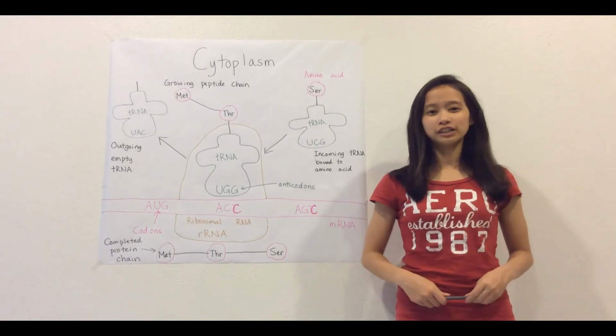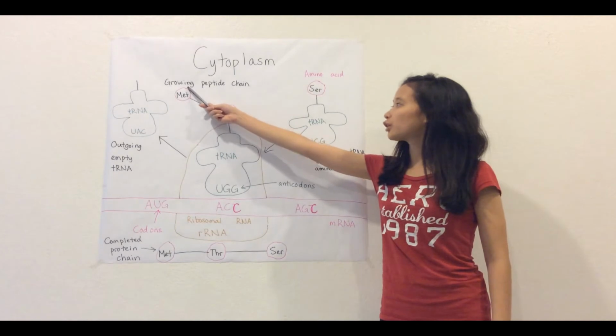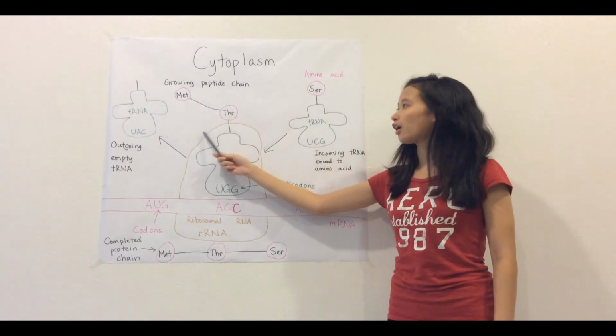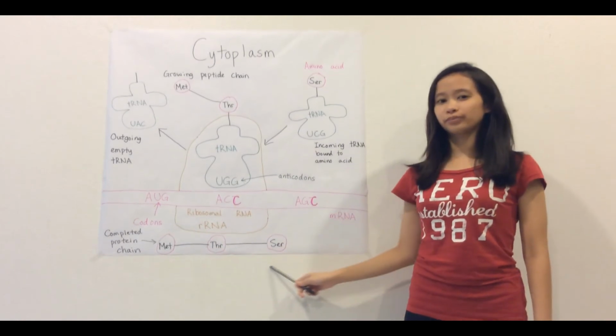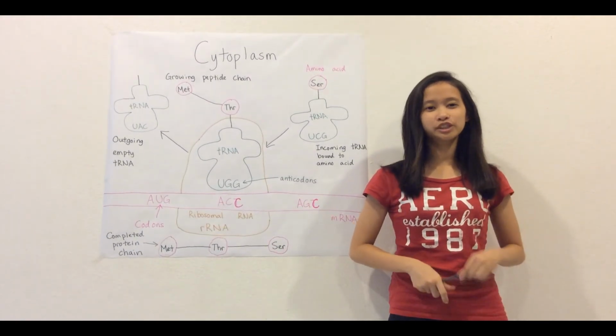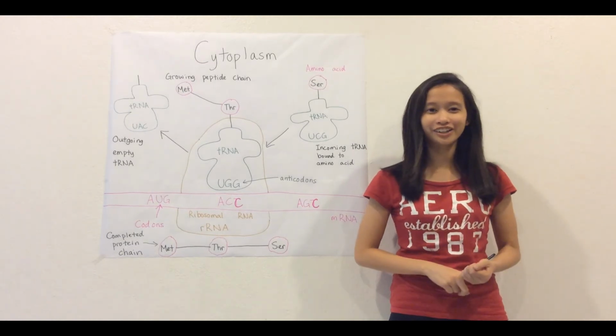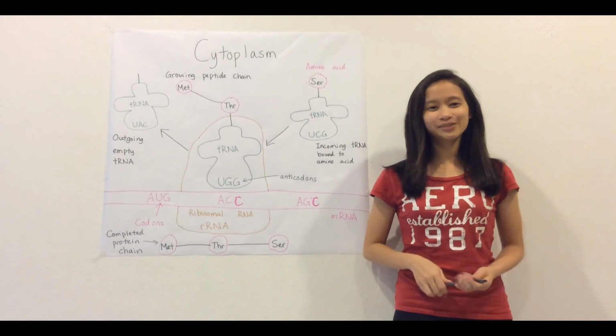Once the stop codon is read, the translation process ends, and then the growing peptide chain will be cleaved off, and then it will become a whole new chain of protein. Proteins account for our genes, which include our hair color and our eye color. And that is the whole process of transcription and translation.